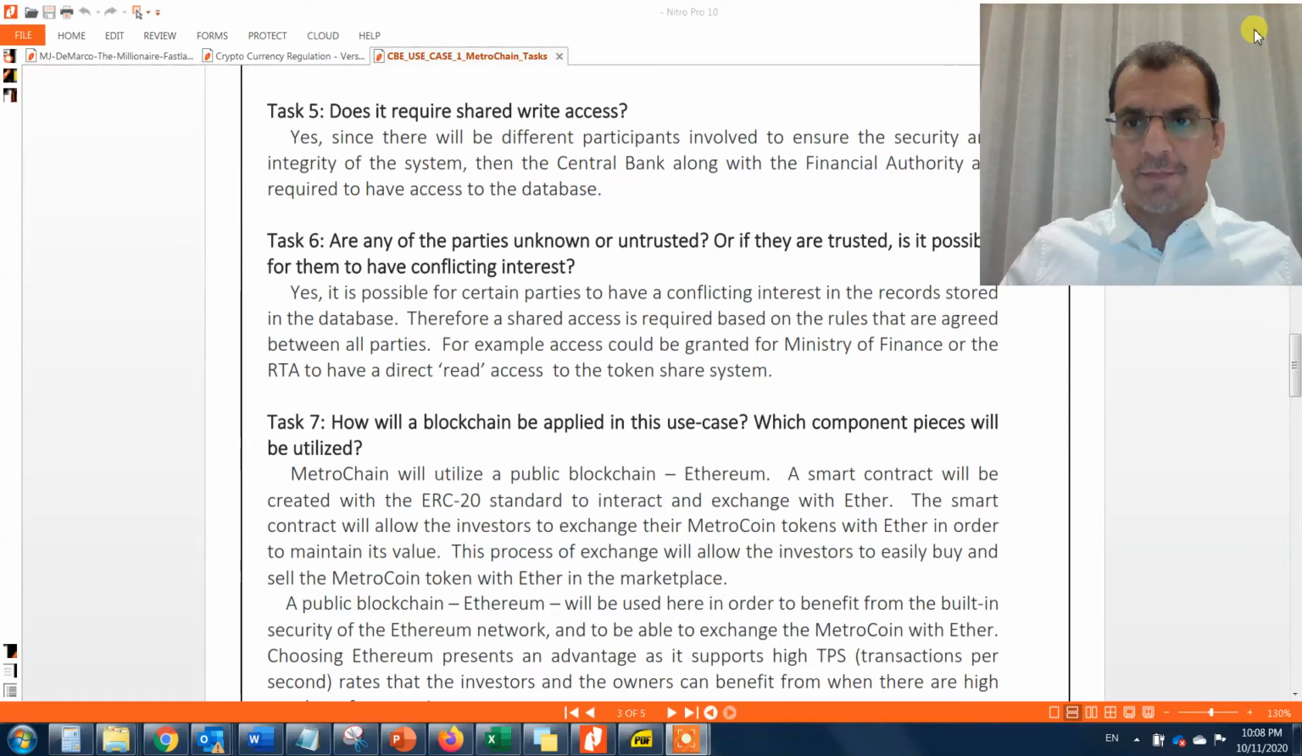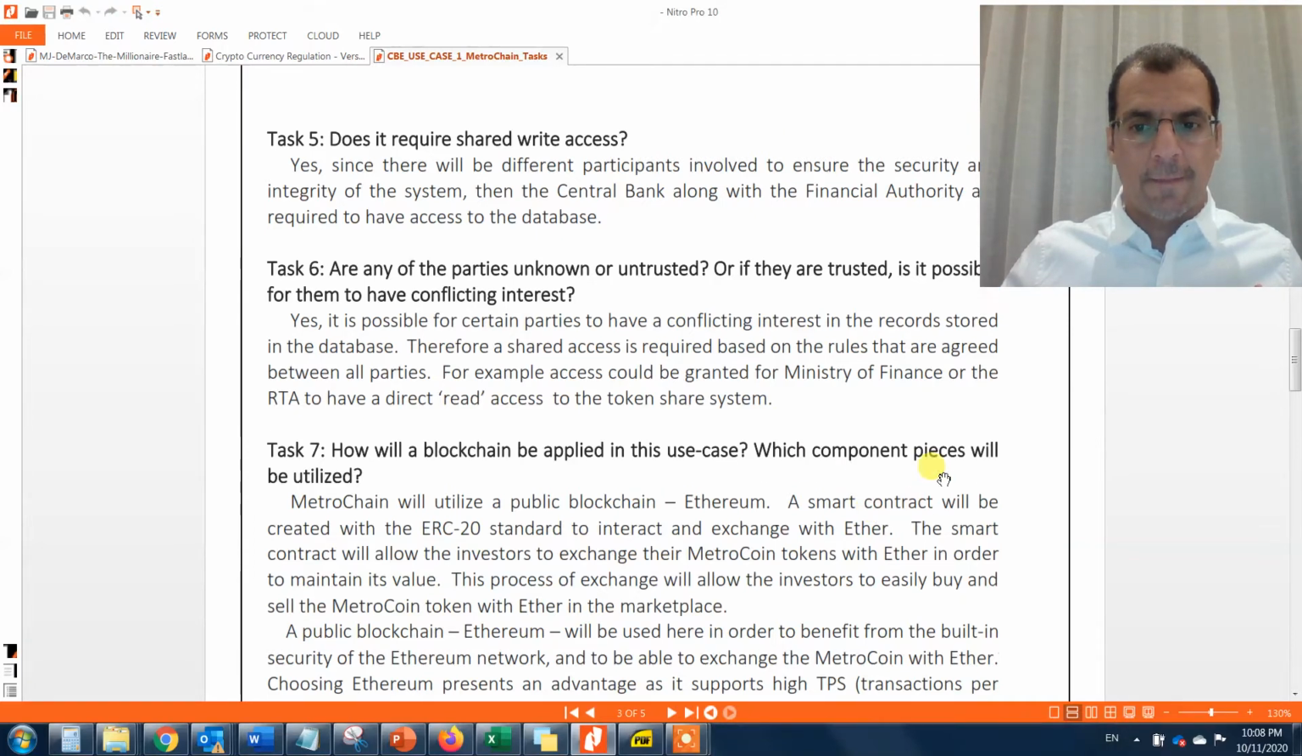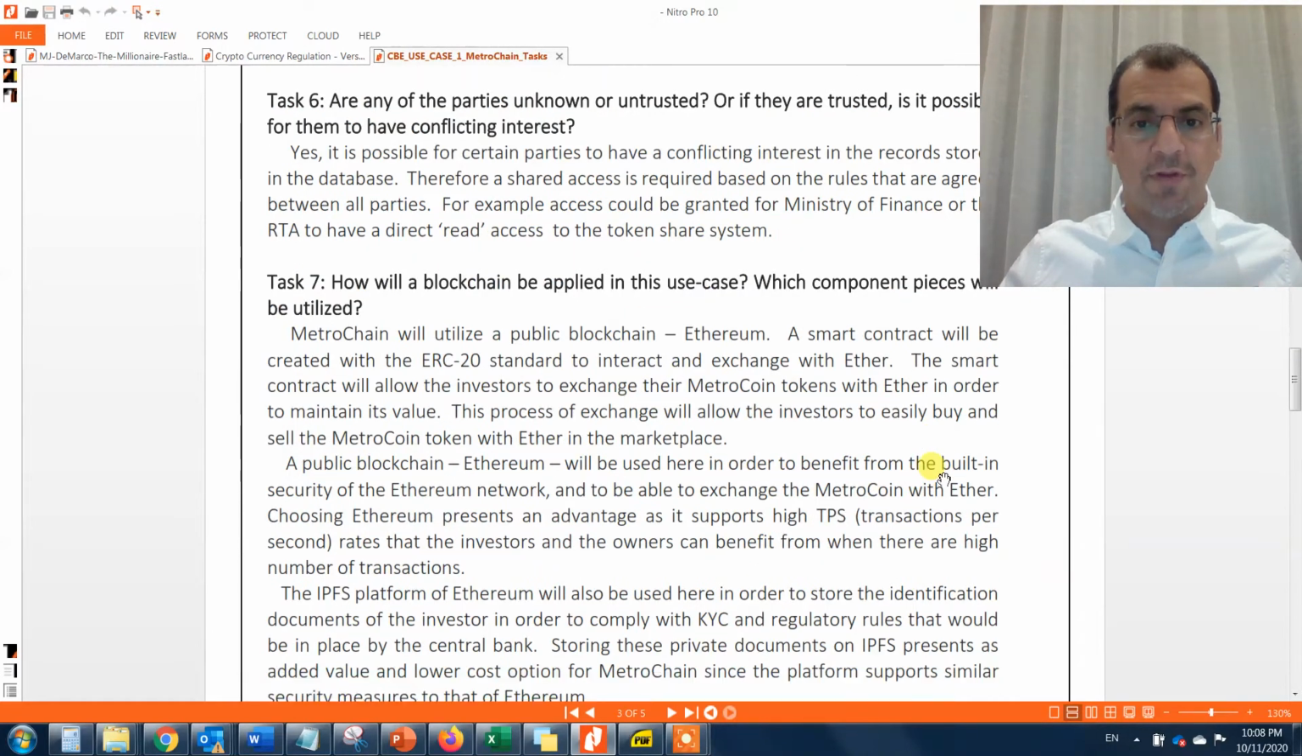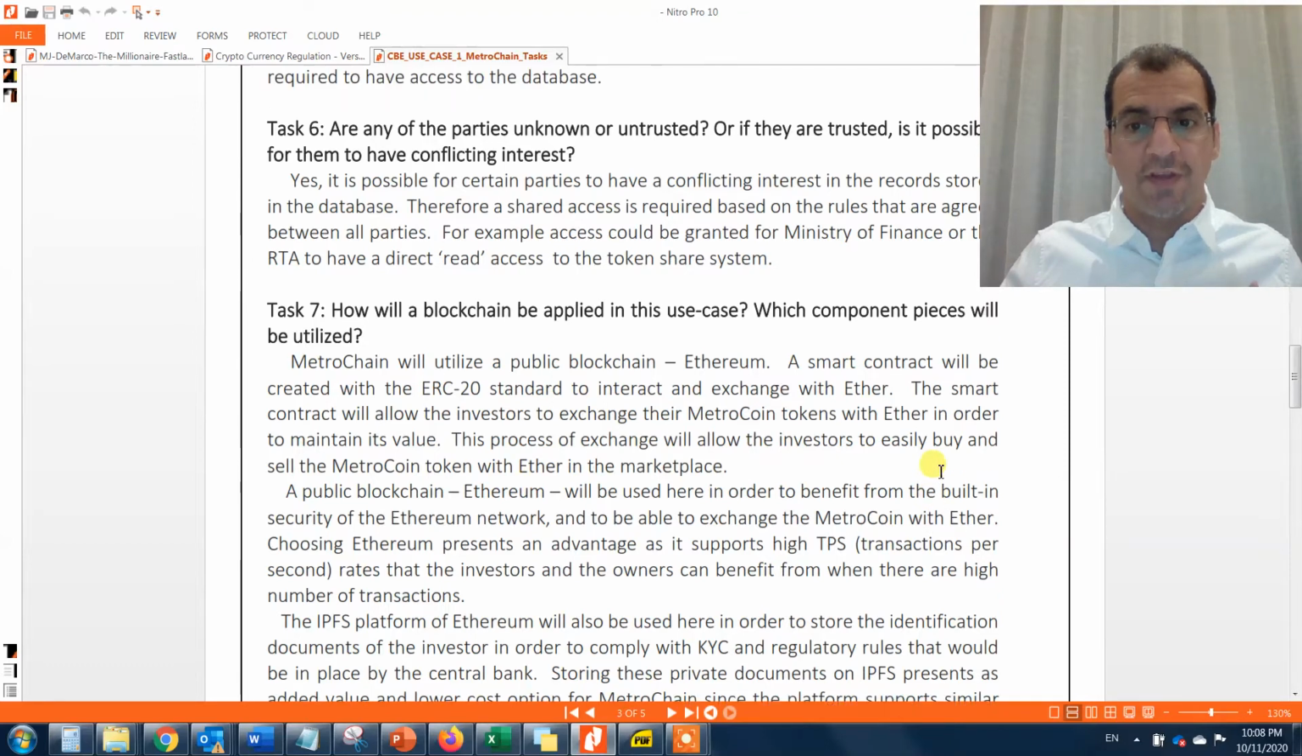So, where were we? Alright, task 7. How will a blockchain be applied in this use case, and which component pieces will be utilized? MetroChain will utilize a public blockchain, Ethereum, and a smart contract.